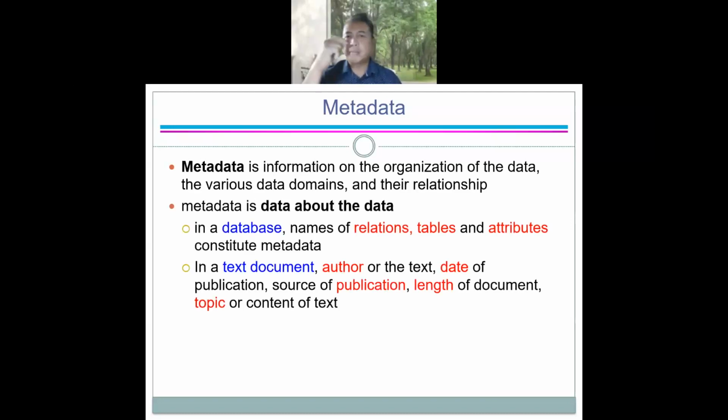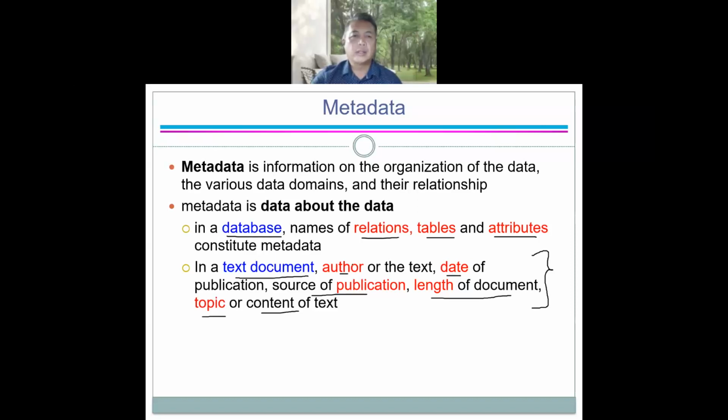For example, in a database, we have the table, the relation, the primary key, and the foreign key. Also, we have the attributes. So what type of attribute do we have? Integer, floating, string, and many more. But in a text document, we are looking at the author, the date of publication, who published it, the length of the document, and most importantly, the topic and the content of the document. So this is the metadata that we want to know.